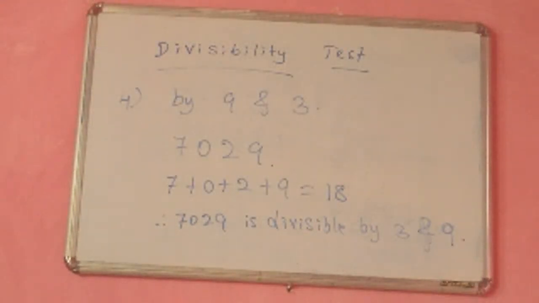Now based on this, we have to solve the exercise. How many of you understood this? Just comment your name. Fast. Next exercise.